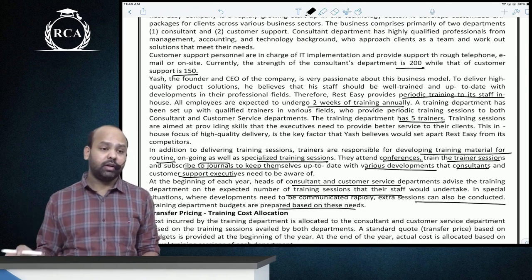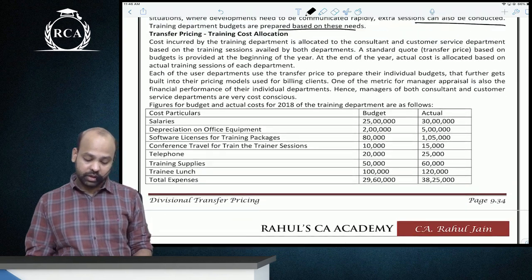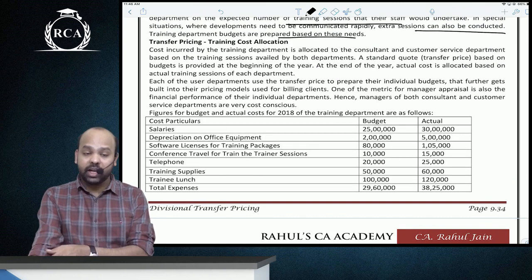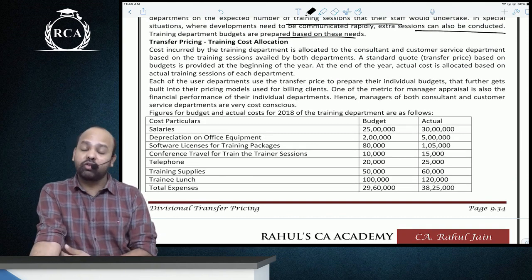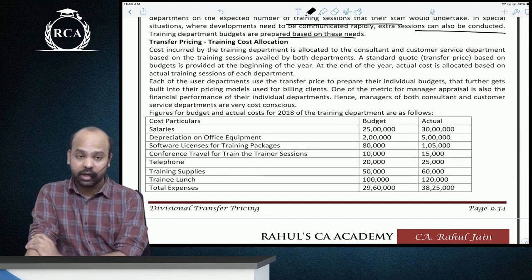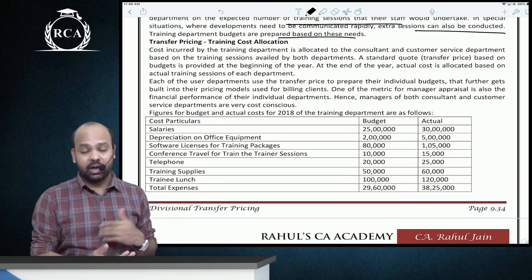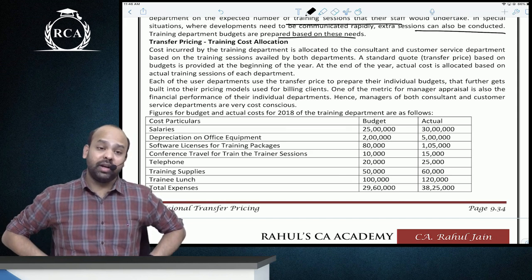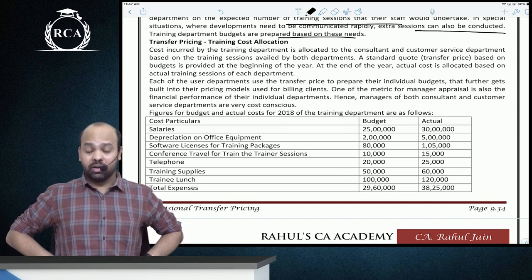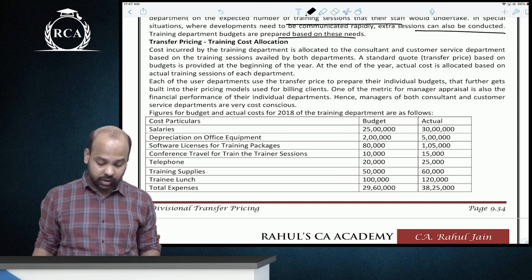This is what we have learned. This is what we have understood from the question so far, guys. Transfer pricing, training cost allocation. So this entire question is not about services between the consulting department and the customer support. It is about the services that the training department is rendering, guys. The in-house training department is rendering services to the consulting department and customer support department.